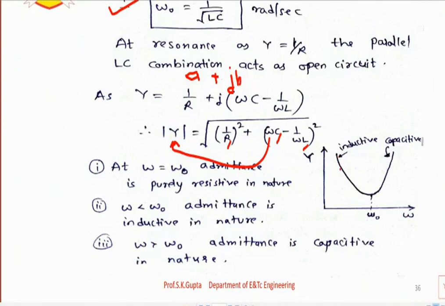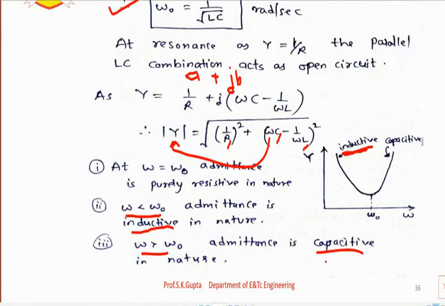So we can observe that we are having the same shape as that we got in the series resonance. But here, initially the behavior of the circuit is inductive. In series RLC circuit, the behavior was capacitive, and it is opposite here. So these points also you should note that when omega is less than omega naught, the admittance is inductive in nature. And when omega is greater than omega naught, the admittance is capacitive in nature. It is opposite to the series RLC circuit.